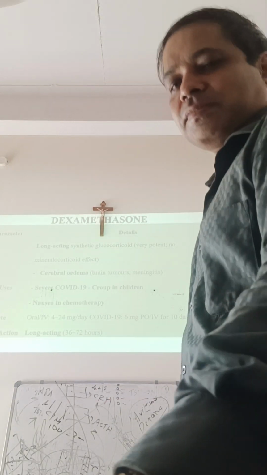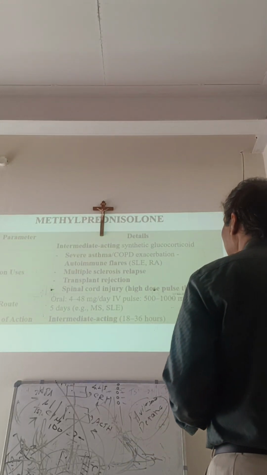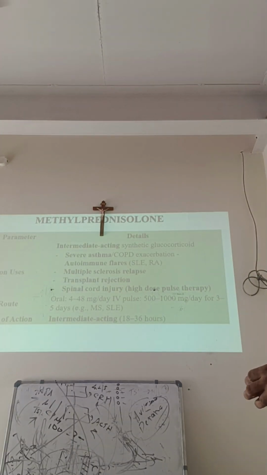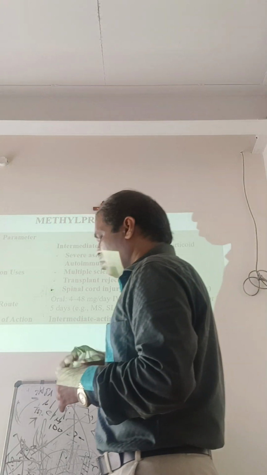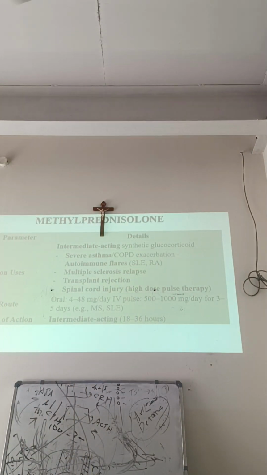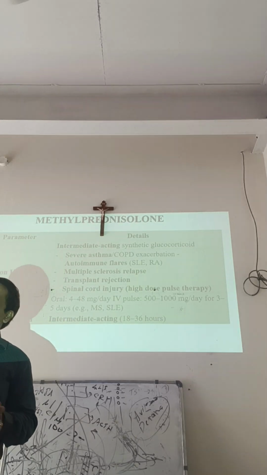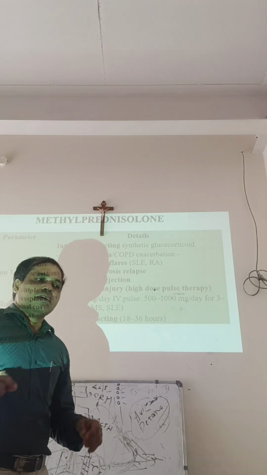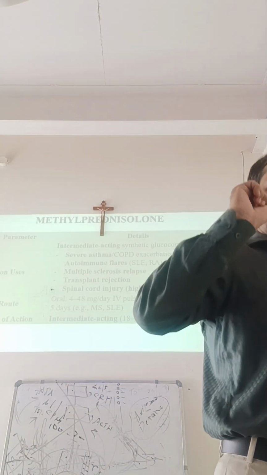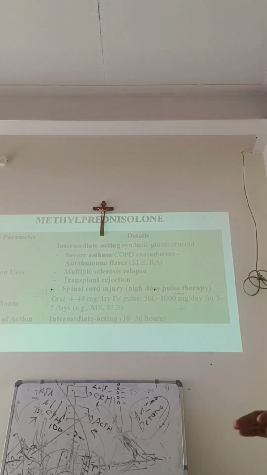Okay. Methylprednisolone, intermediate acting, 18 to 36 hours. Used in severe asthma, autoimmune flares, multiple sclerosis relapse, transplant rejection, spinal cord injury, all these things. On the whole, if there is extreme inflammation inside the body, irrespective of the cause, whether there is a problem in the spine, or in the brain, or in the bladder, or anywhere, then they use corticosteroids.